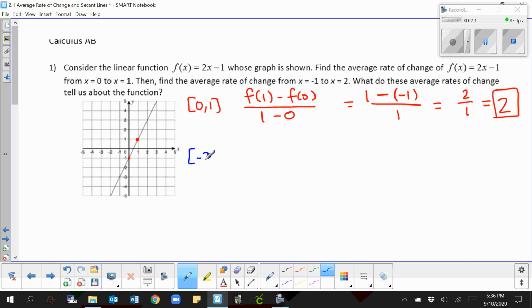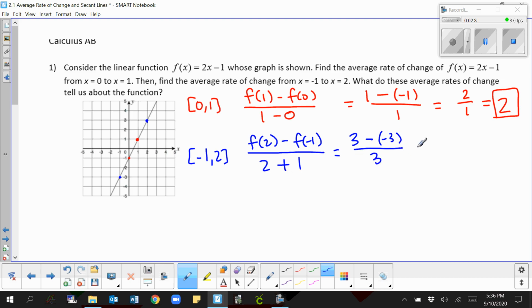And then let's look at our second interval, from -1 to 2. So I'm looking at f of 2 minus f of -1 over 2 minus a -1, so 2 plus 1. f of 2 is going to give me 3, minus f of -1, which is -3, and that's over 2 plus 1, which is 3. So our top is going to give us 6 over 3, and that's going to give us 2. So notice our average rate of change is the same for both of our intervals.